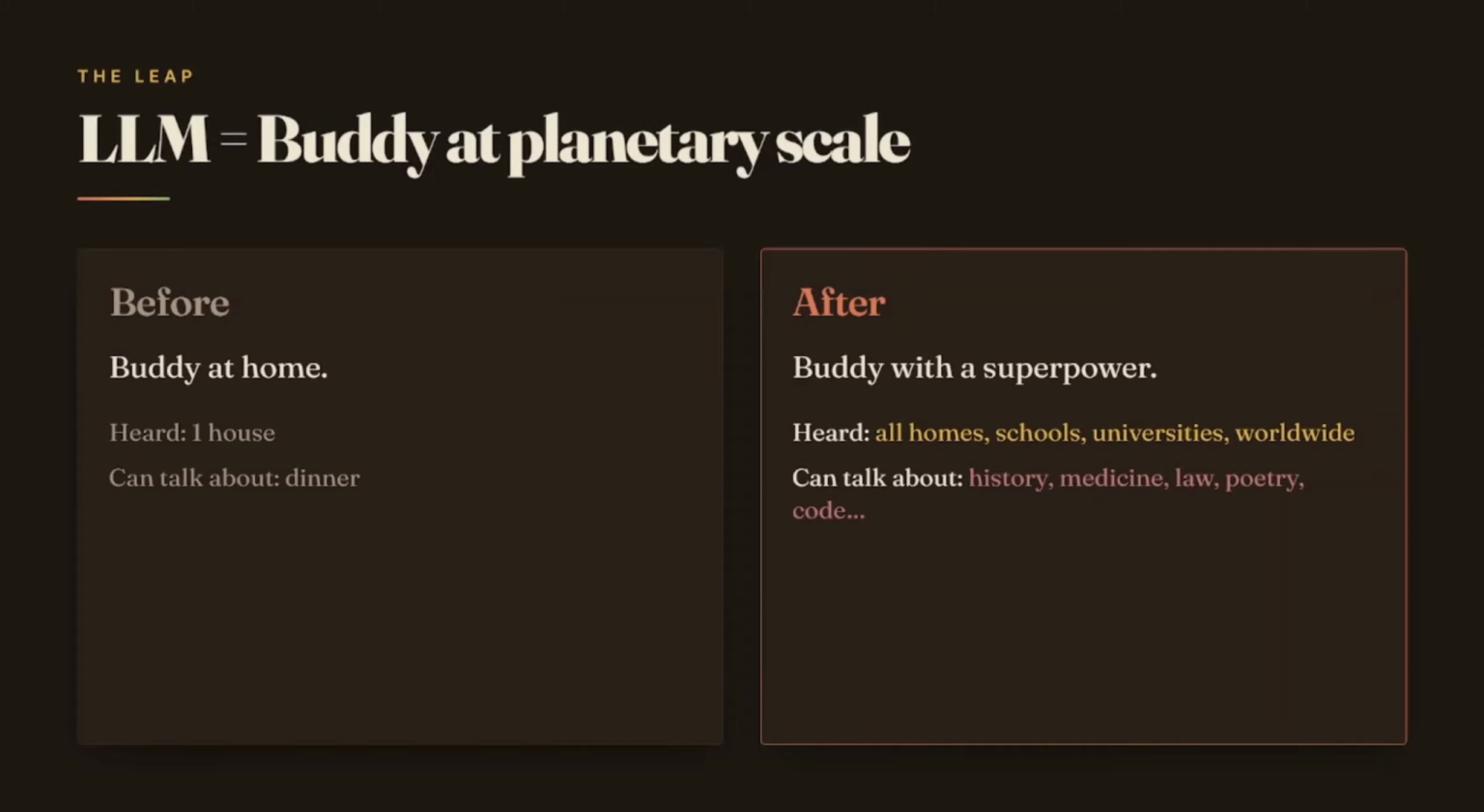Now imagine Buddy gets a superpower. He can listen to every conversation in every home, school, and university in the world. Suddenly, he can answer history questions, give nutrition advice, write poetry, and this is what makes a large language model large. It's trained on Wikipedia, news articles, books, code, and so much more, capturing enormously complex patterns across the entire breadth of human written knowledge.